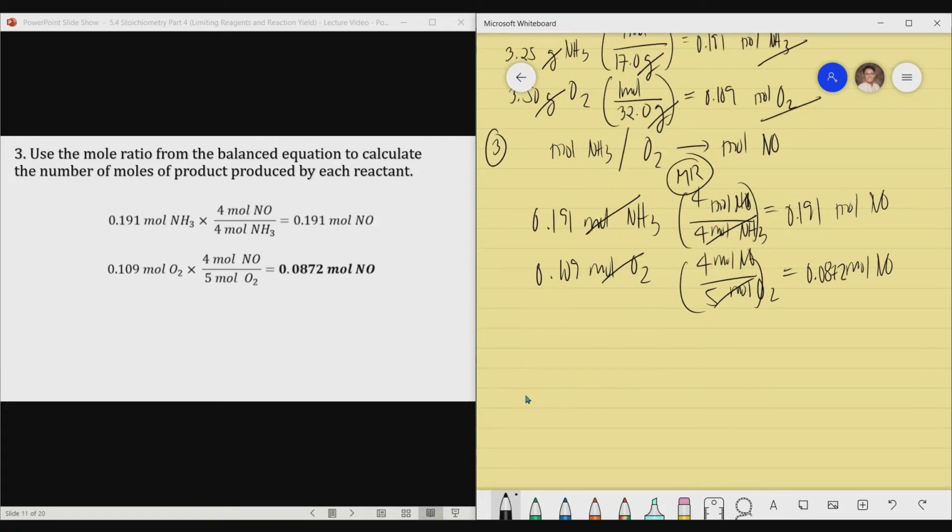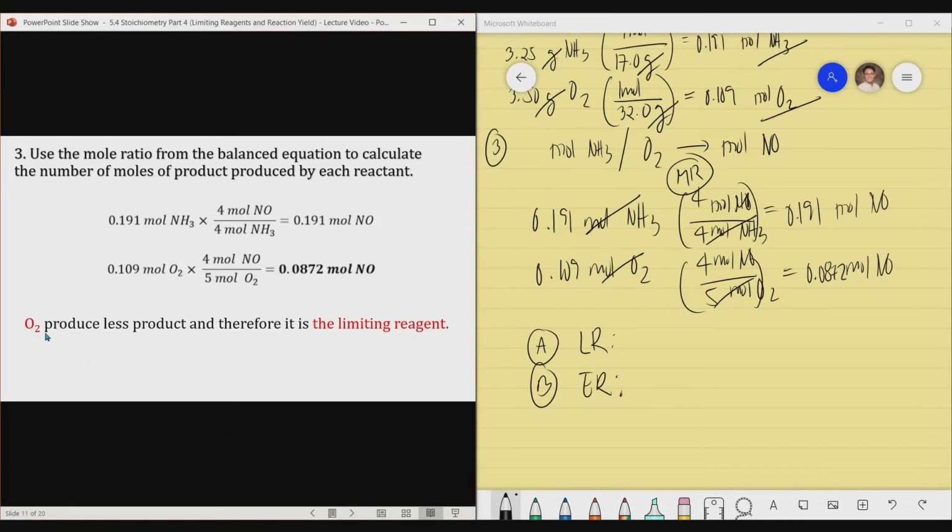Now, at this point, we may stop or take a pause kasi pwede na po natin sagutan yung mga tanong. Okay? Sa letter A at letter B, tinatanong tayo ng letter A, alin ang limiting reactant? At letter B, tinatanong tayo kung ano yung excess reactant. So at this point, with third step, we can actually answer A and B. O2 produce less product. Itong si O2 ay nag-produce ng mas mababang mole value.